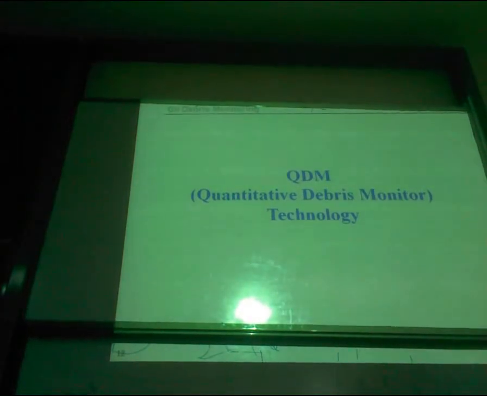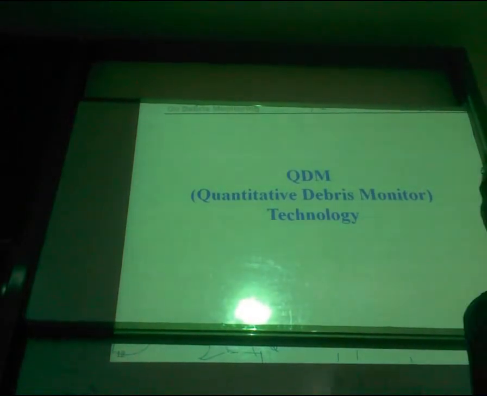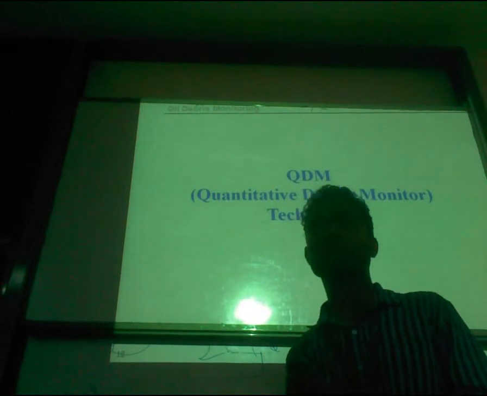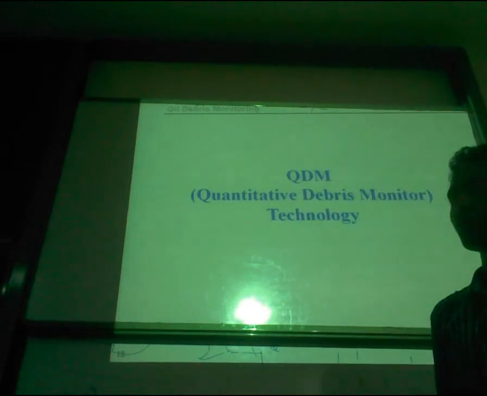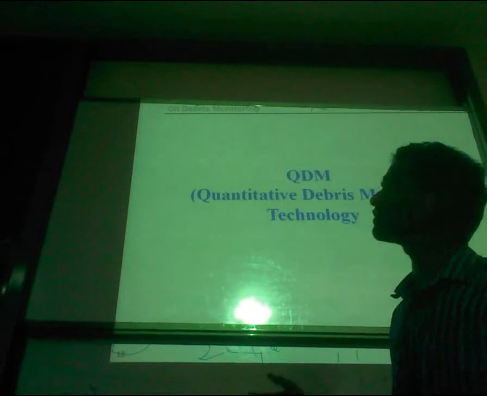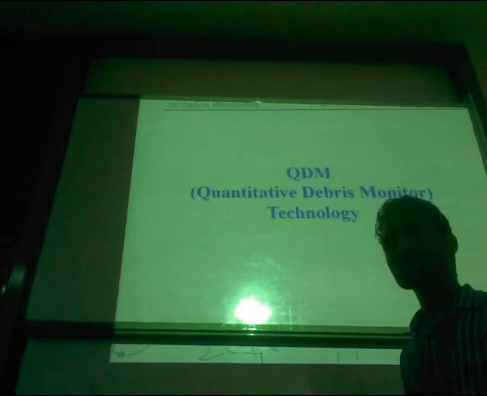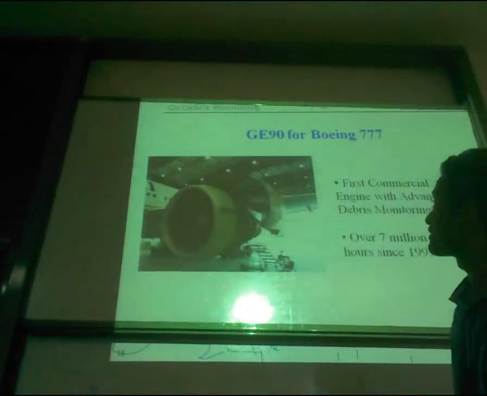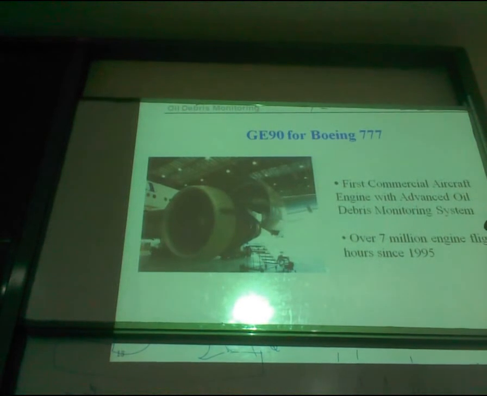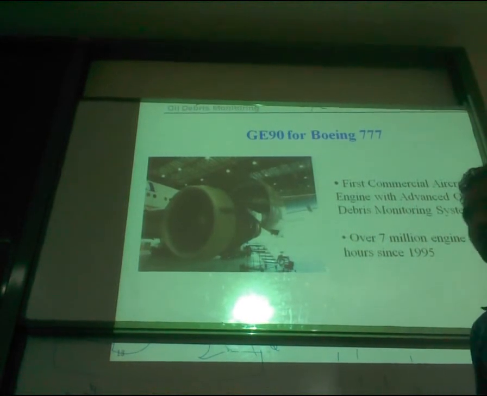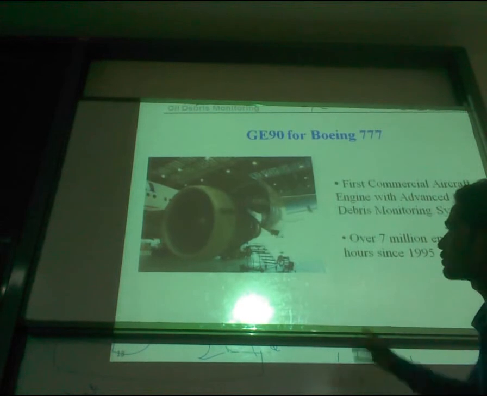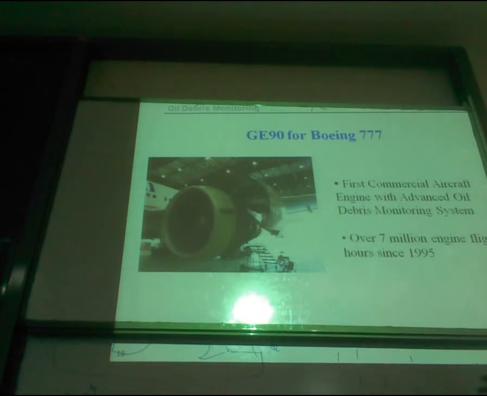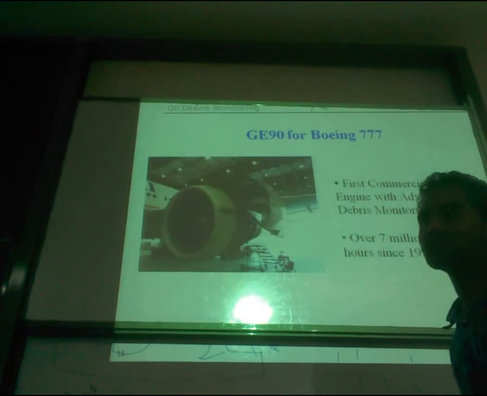Now coming to the quantitative debris monitoring technology, we will see how the aircraft engine is monitored for oil debris depending upon the quantity of debris present inside the engine. This is the Boeing 777, a passenger plane, on which the quantitative oil debris monitoring system is mounted. This is the first commercial aircraft engine with an advanced oil debris monitoring system, and it has completed over 7 million engine flights since 1995.